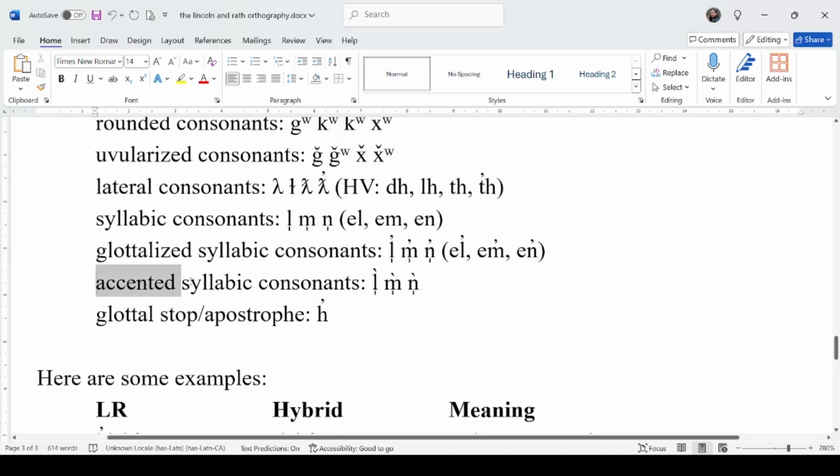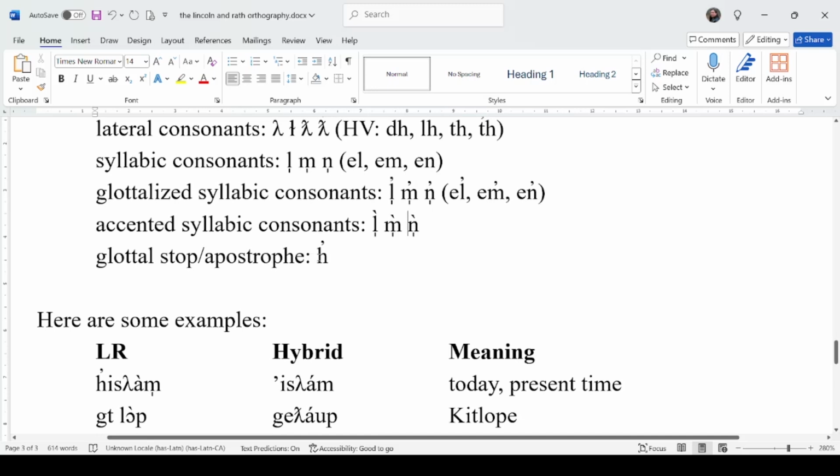And then we have accented syllabic consonants. So it's the syllabic L with a grave accent on top, which would mean that it's an accented EL, accented EM, accented EN. And then we have the glottal stop / apostrophe. So it's an H with an apostrophe on top of it. It's basically meant to be read as apostrophe E in most cases. So let's put these in brackets. Oops. That's how it's meant to be read.